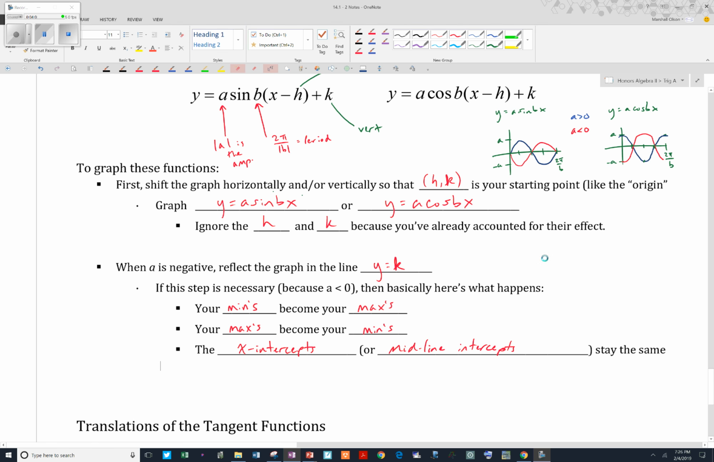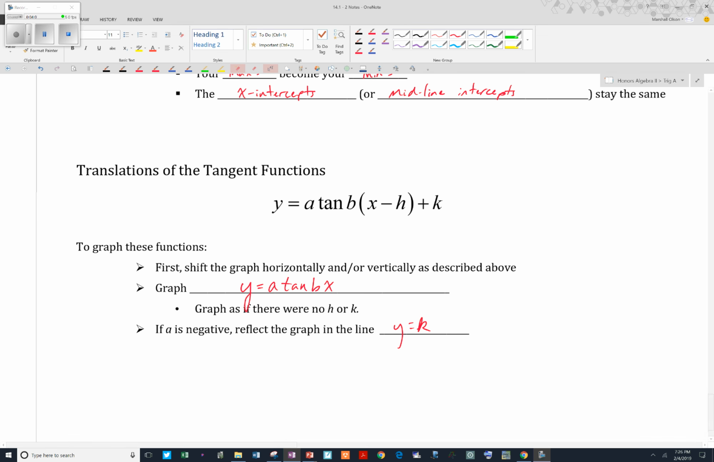So it's the same idea with the tangent function. Same idea of a and b helping us get a graph first, and then we're going to shift it h units horizontally again and k units vertically. All right, now a for the tangent graph isn't really called the amplitude. It just tells us what the vertical stretch is. Okay, the graph is going to be stretched by a.